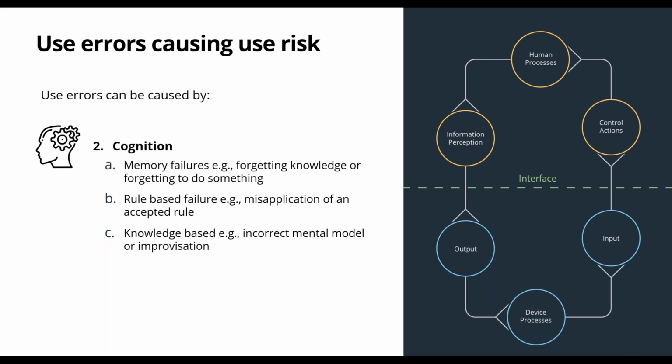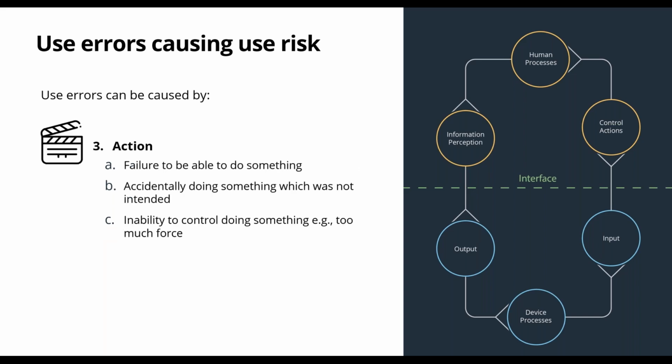Finally, there are use errors which can be caused by action. So that's a failure for somebody to be able to do something. Something's too high up, you can't reach it. Something is too difficult to press, a button's too difficult to press, so you just literally can't do it.